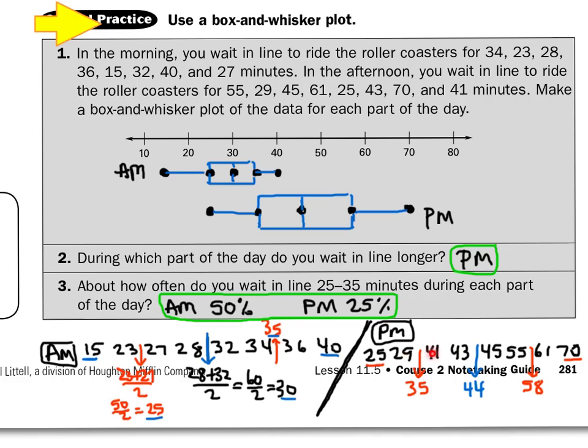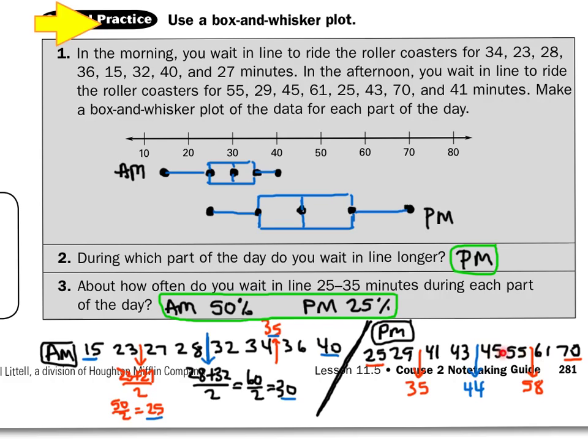And now look at the lower half of the data. I see 1, 2, 3, 4 numbers. So split that in half. So count over 1, 2, and split it in half. So right between 29 and 41 is 35. And remember, you can add them up and divide by 2. So I'm going to put my dot at 35 for my lower quartile.